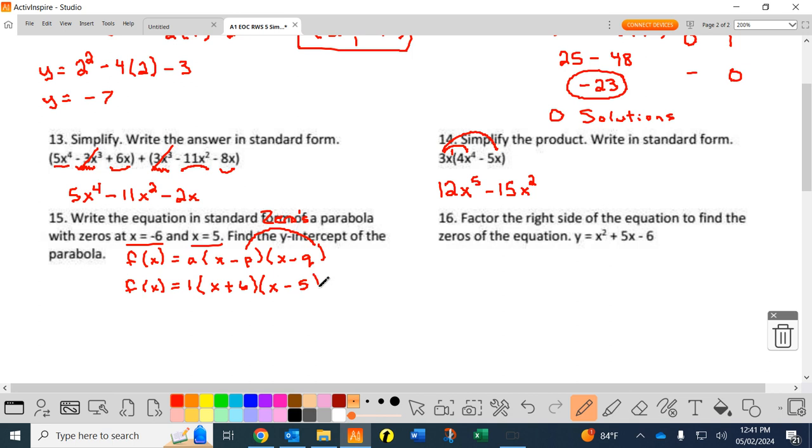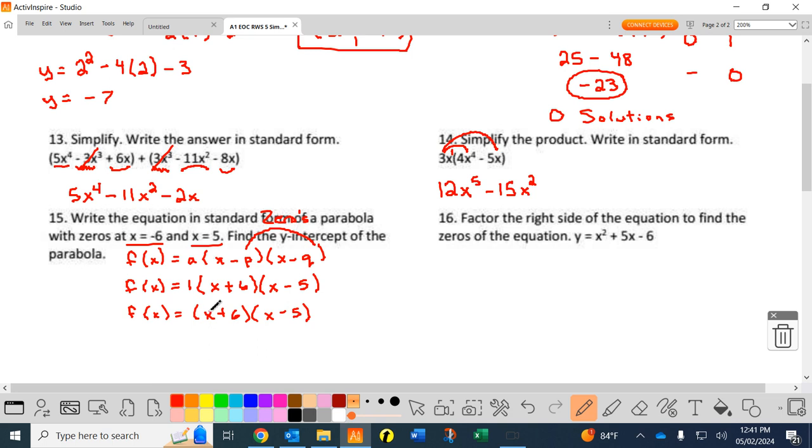Okay, so we need to go ahead and multiply the 1 across, but again, when you multiply by 1, it doesn't change anything. That's just going to make it equal to x plus 6 times x minus 5. And when you're at that point, you can go ahead and FOIL it.